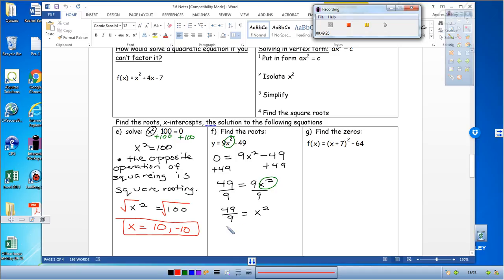Now I can take the square root. Okay, even though it's a fraction, I'm going to just take the square root of the top number and then the square root of the bottom number. So class, what's the square root of 49? What's the square root of 9? Okay, but that could be a positive, or it could also be negative 7 over 3 times negative 7 over 3 to get the positive 49 over 9. Okay.